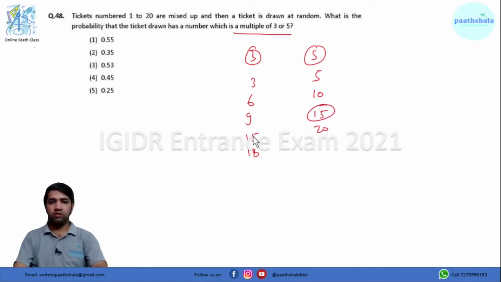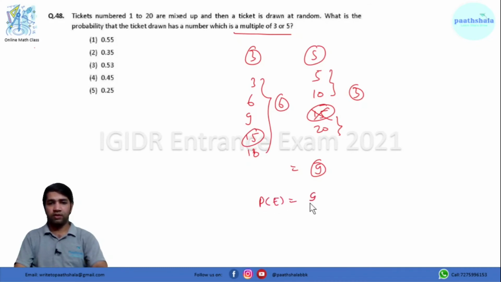So you can see that one multiple is common. Here the total number of multiples of 3 will be 6, and here multiples of 5 will be 3 if I eliminate this 15. So the total number of multiples we are getting here is 9. So our probability will come out to be, favorable cases are 9 and total cases are 20, so this probability will come out to be 0.45. So option 4 is the right option. Now let's move to the next question.